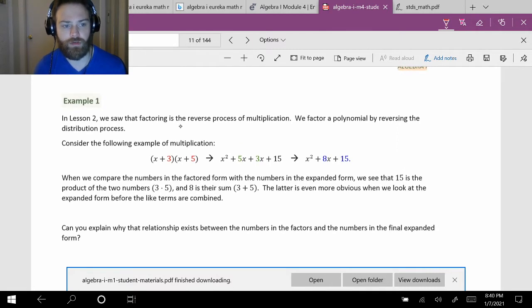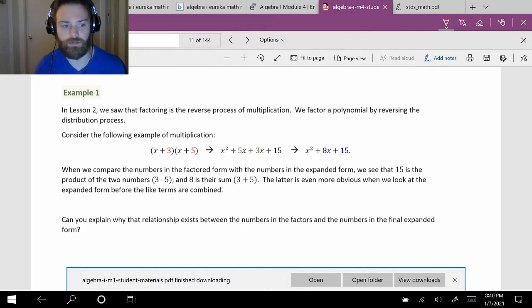In lesson 2, we saw that factoring is a reverse process of multiplication. We factor a polynomial by reversing the distribution process. Consider the following example of multiplication. I've got x plus 3 times x plus 5. So if I distribute all this out, I've got x times x, x squared, x times 5 is 5x, 3 times x is 3x, and then 3 times 5 is 15. Then we combine the like terms.